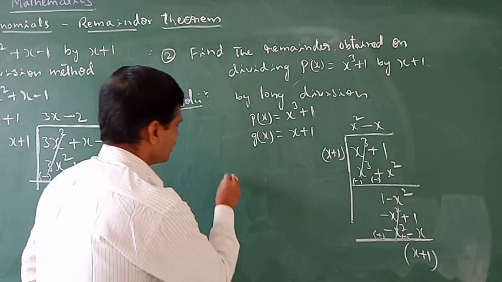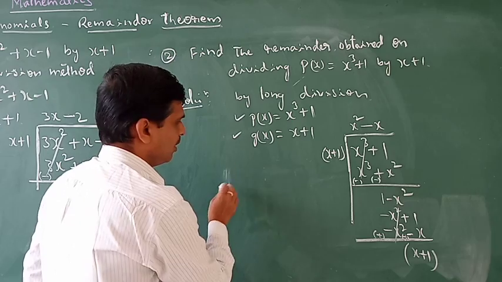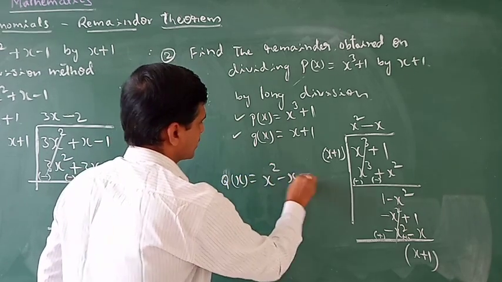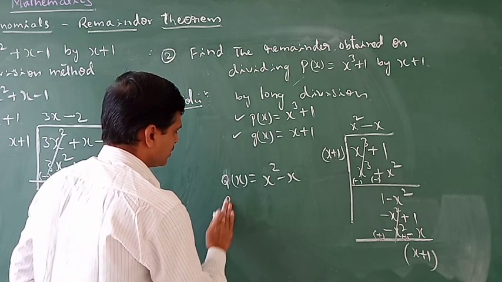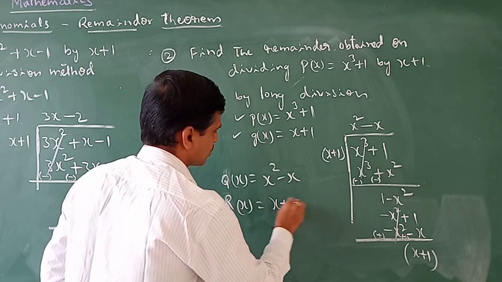So therefore consider here p of x is x cube plus 1, g of x is x plus 1, and your quotient q of x is equal to x square minus x, and your remainder r of x should be x plus 1.